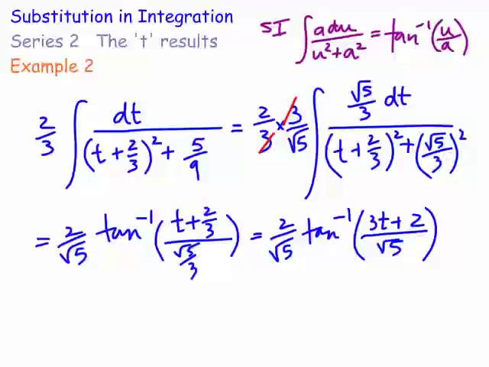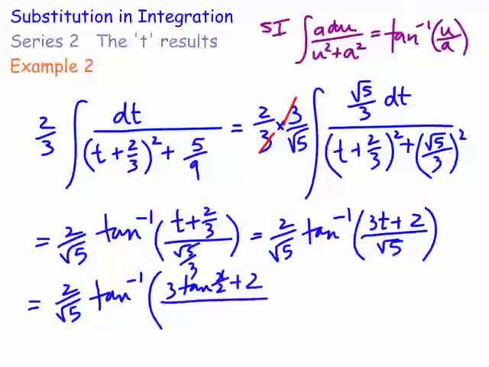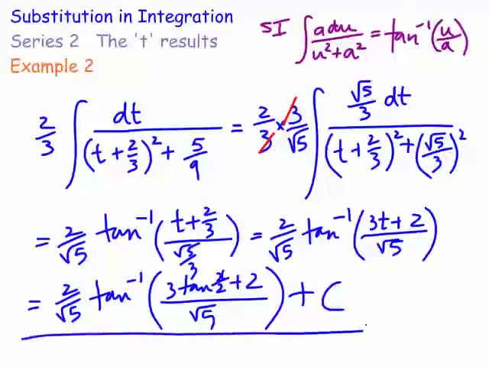Then we'd back substitute for the t. What was the original expression? Remember, t was equal to tan x on 2. So we go 2 on root 5, putting everything back into the original variables, inverse tan now becomes 3 tan x on 2 plus 2, all over the square root of 5. And don't forget the constant of integration. Well, there we have example 2. We'll try another one shortly.